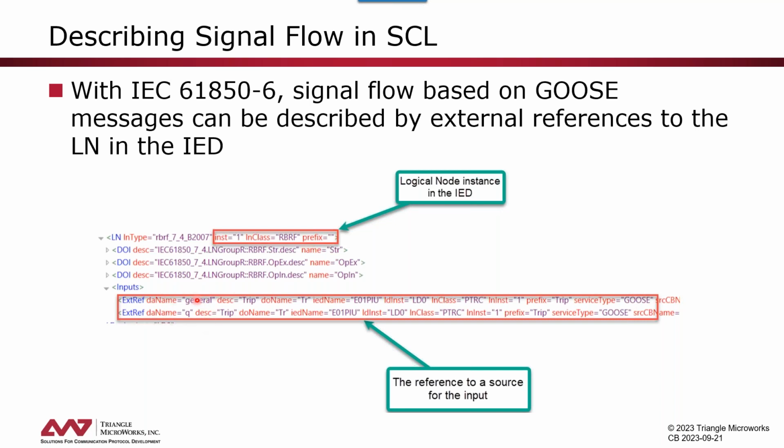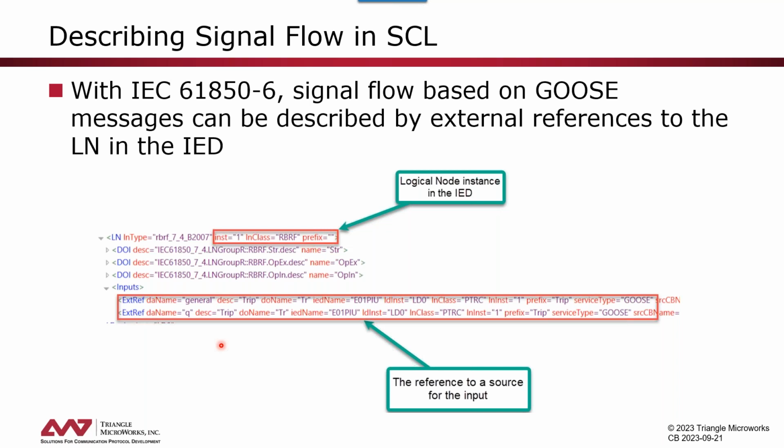Another element that I would like to point out here: we not only have the status value, which is the general attribute here as an input, we also configure the quality to be an input, because it's a good practice to always associate the quality, use the quality in your signal flow and use the quality in your application. So that's the way external references can document signal flow between the devices that is realized with 61850 communication.